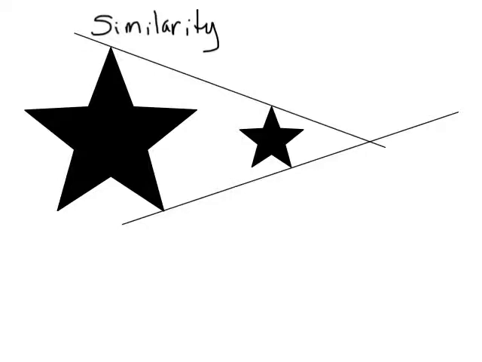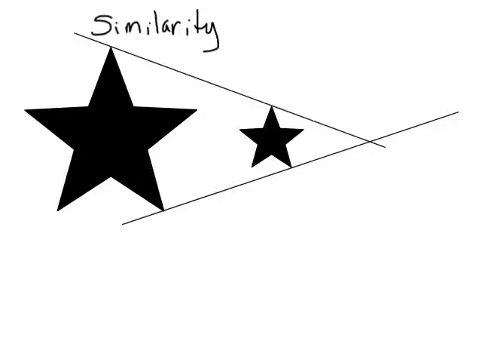Today we're going to talk a little bit about similarity in objects. Now, two objects are similar if they have the same shape, but they can be different sizes. And by same shape means all their corresponding angle measures are going to be congruent. However, the lengths of sides are going to be all at a specific scale.